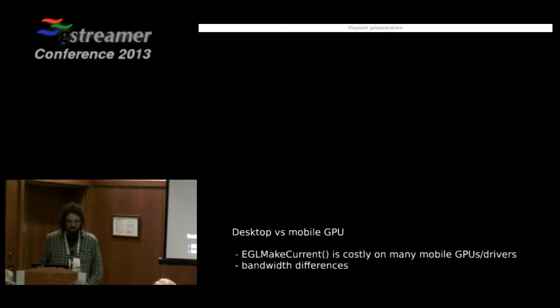You also have bandwidth differences between desktop and mobile GPUs. Mobile GPUs generally have a rather narrow bandwidth, so you can't upload as much as you want at the same time, not as much as on desktop, even though I haven't run too much into that specific problem so far in my experiments.